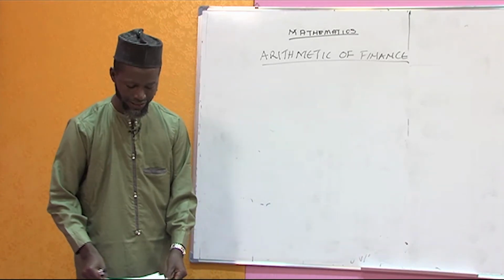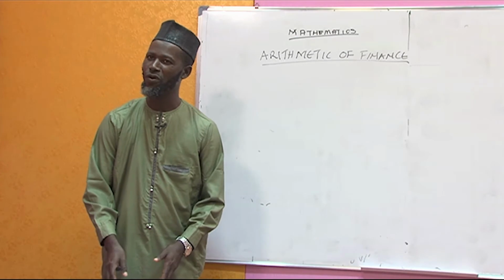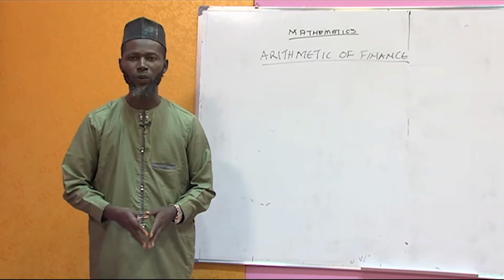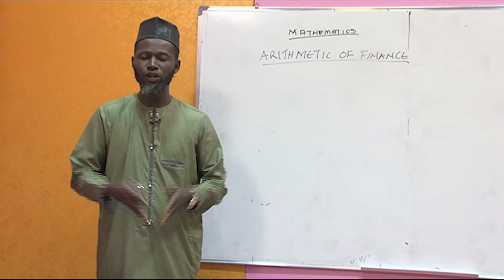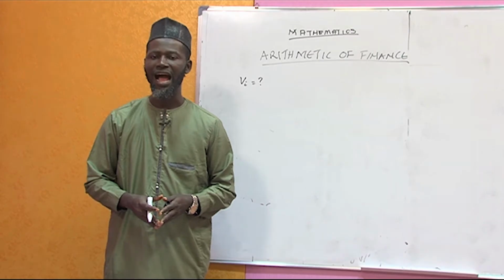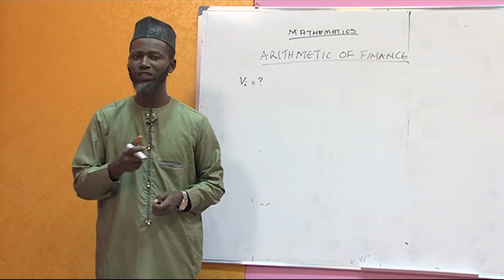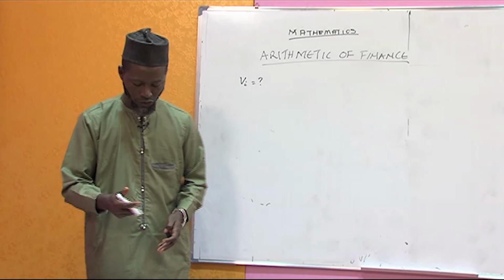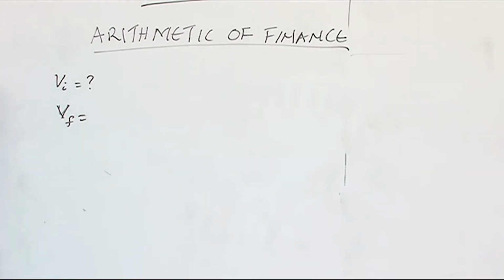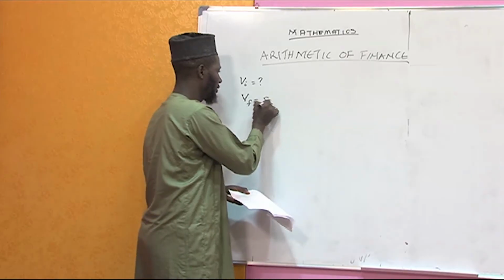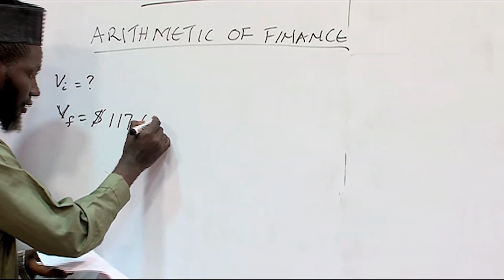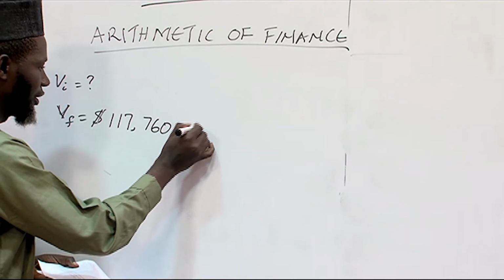Now, you might be thinking that this one has to do with selling price and cost price. No, this one has to do with either inflation or depreciation. He sold his house at a particular price, which we don't know, so the initial value we don't know. But at the end of the day, after giving out 8% of the amount to the agent, he received the final value, $117,760.